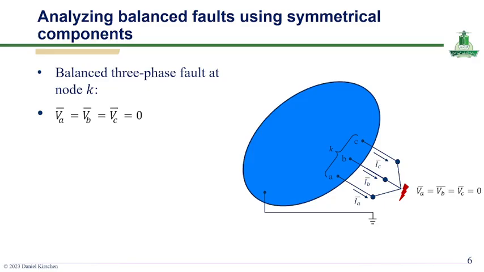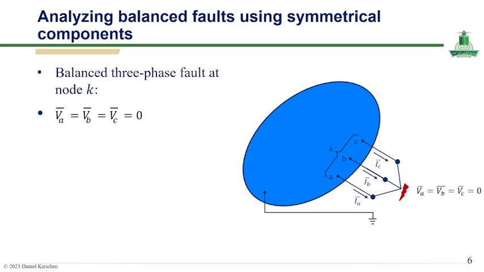In this case, a fault occurs at node K, and because it is a perfectly balanced fault, the voltages of all three phases at the fault location become zero. That is, VA is equal to VB is equal to VC is equal to zero. The diagram shows that all three-phase conductors are short-circuited together and connected to ground, resulting in equal fault currents IA, IB, and IC flowing from the system into the fault point.